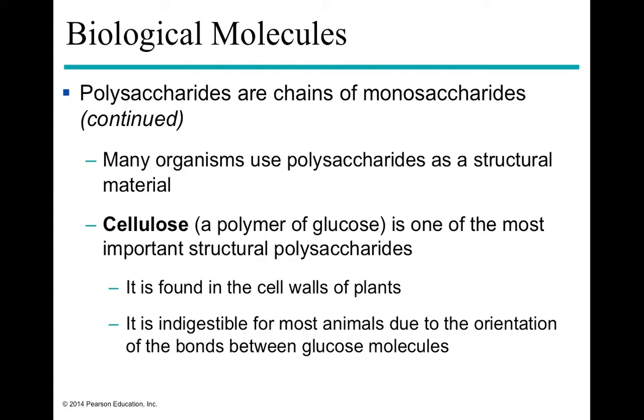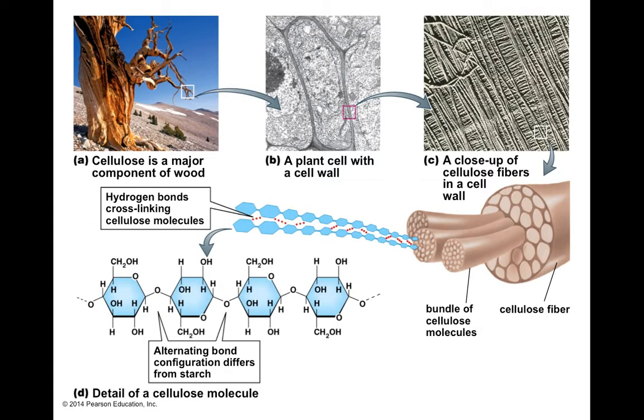What animal is able to digest cellulose? Anybody know? That's going to be termites. So a termite is able to digest the cellulose found in wood.